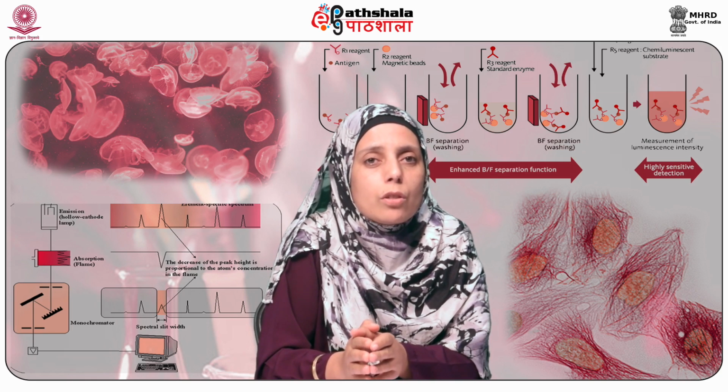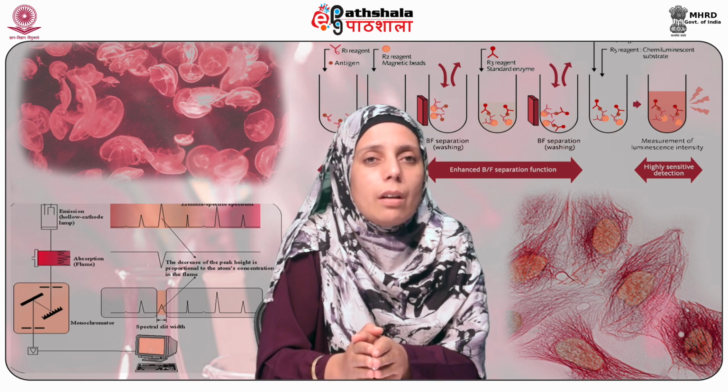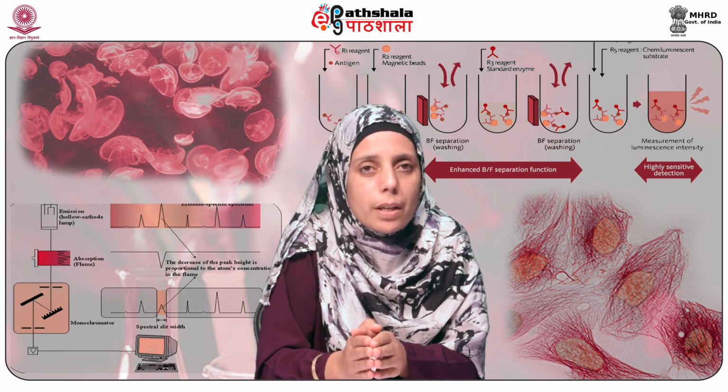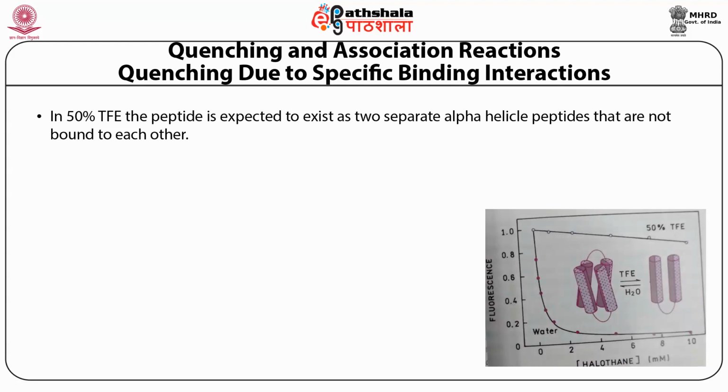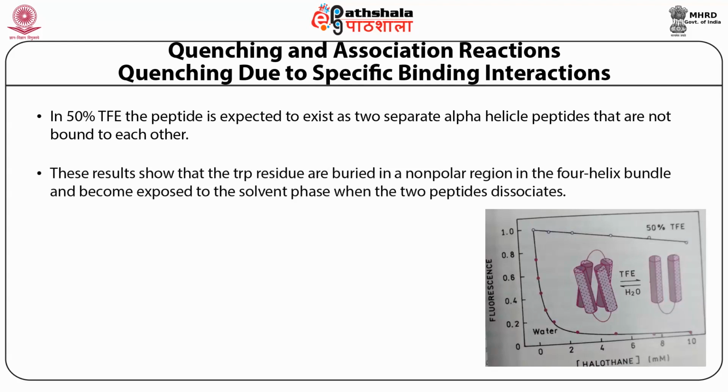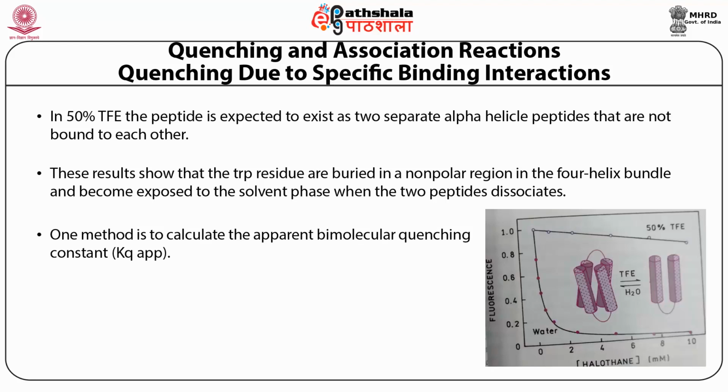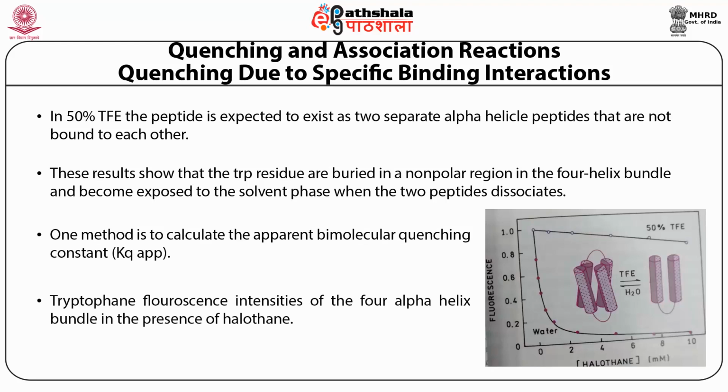Trifluoroethanol is known to disrupt hydrophobic interactions but to enhance helical formation in peptides. In 50% TFE, the peptide is expected to exist as two separate alpha helical peptides that are not bound to each other. These results show that tryptophan residues are buried in a non-polar region in the 4-helix bundle and become exposed to the solvent phase only when the two peptides dissociate. One of the methods is to calculate the apparent bimolecular quenching constant from tryptophan fluorescence intensities of the 4-alpha helix bundle in the presence of halothane.